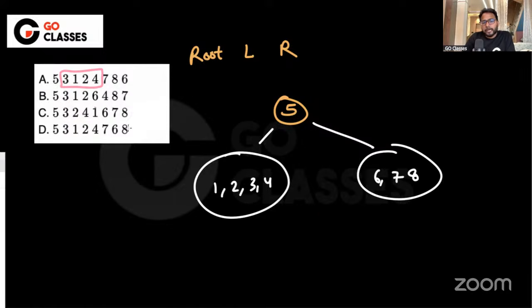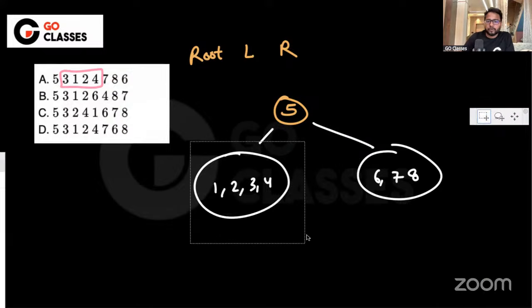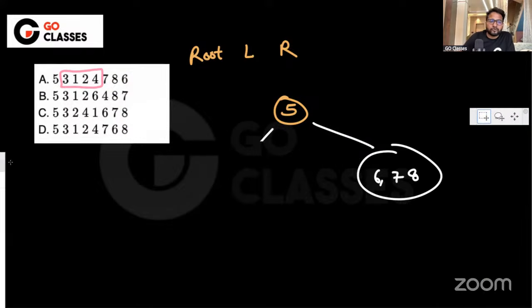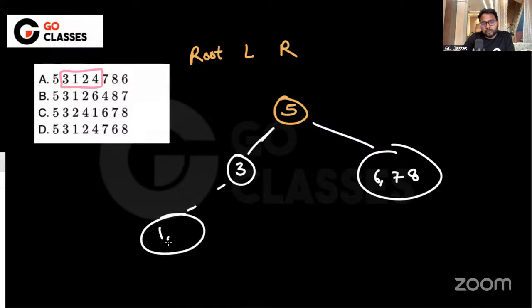Among this 1 2 3 4, who is the root? Again 3 is the root, right? Because root will come first. So I'm dealing with 1 2 3 4 only, because it is recursive. You can deal with this subpart because it is always recursive. So root, and then on the left ideally 1 2 should come and then 4 should come, right? On the left 1 2 should come, so left is anyway there.